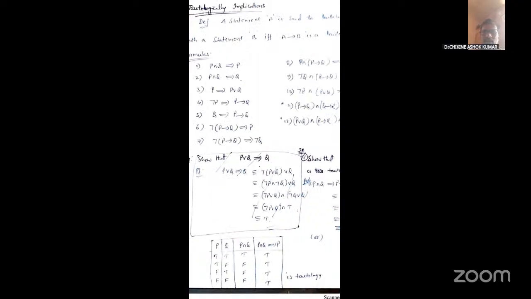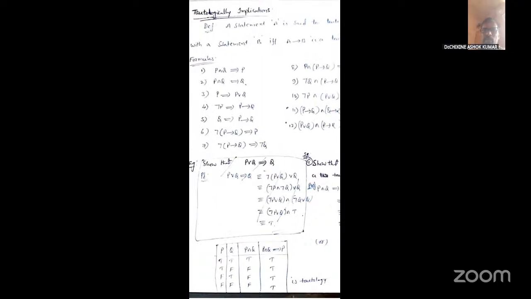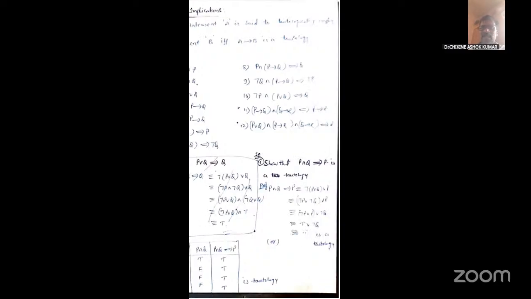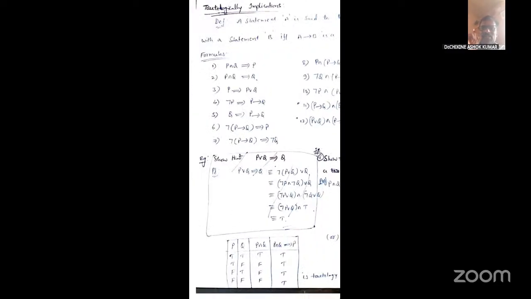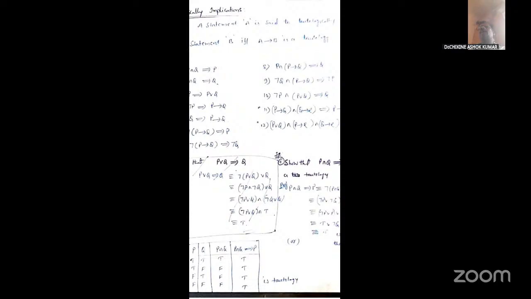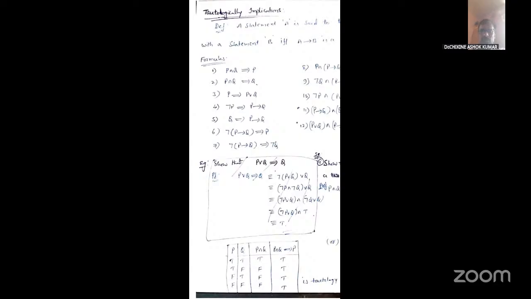So these are the first, remember the principles. Tautological implications, definition: a statement A is said to be tautologically implying a statement B if and only if the condition A implies B, that is A conditional B, is always a tautology. For this, come to the principles, formulas.